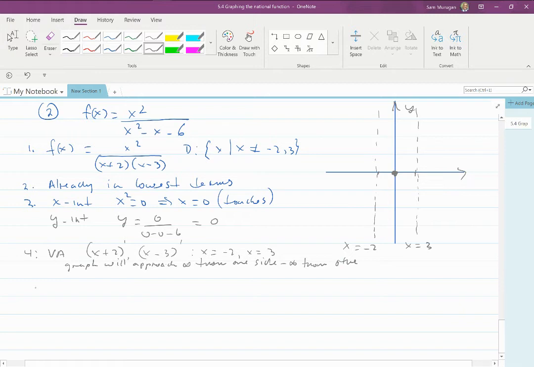So let's go ahead now and talk about the horizontal asymptote. The power on the denominator is the same as the power on the numerator. N is equal to m. So y is equal to 1 over 1. So y is equal to 1. So there's a horizontal asymptote at y is equal to 1.